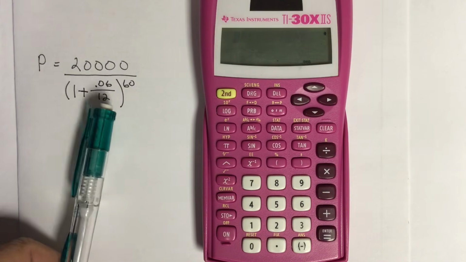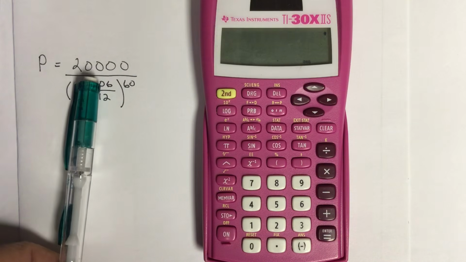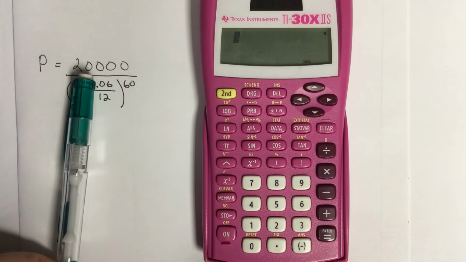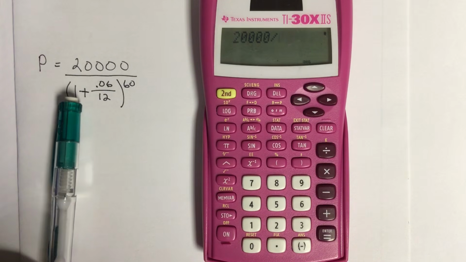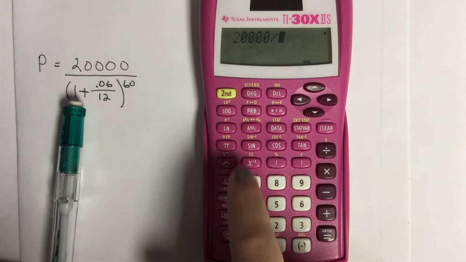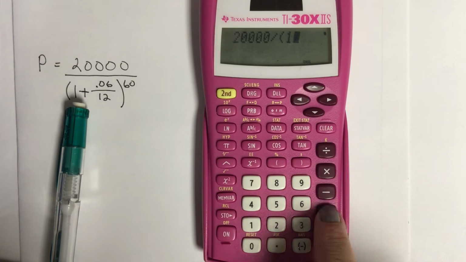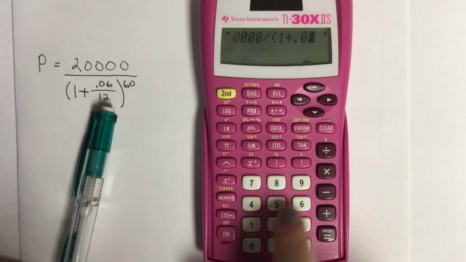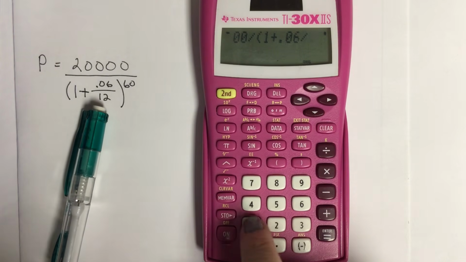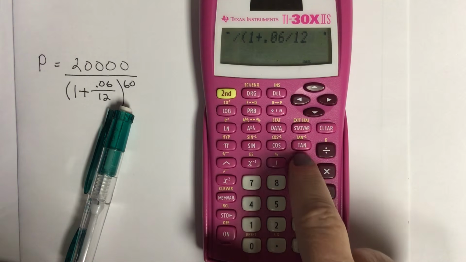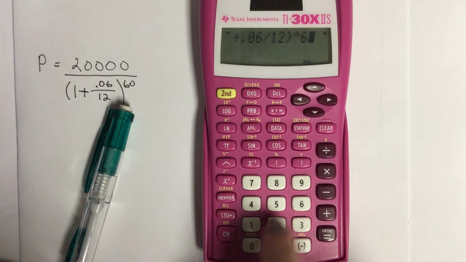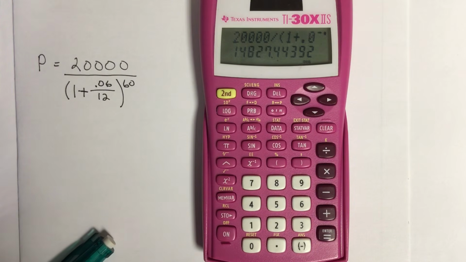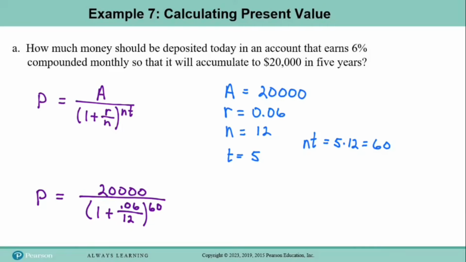Okay, so even though this one looks really complicated on the calculator, it could not be easier. It's just 20,000 divided by, and we want to divide by this whole thing. So parentheses 1 plus 0.06 divided by 12, close your parentheses, and then the exponent needs to be 60. So power 60 equals, and there it is. And here's the number we got from the calculator.